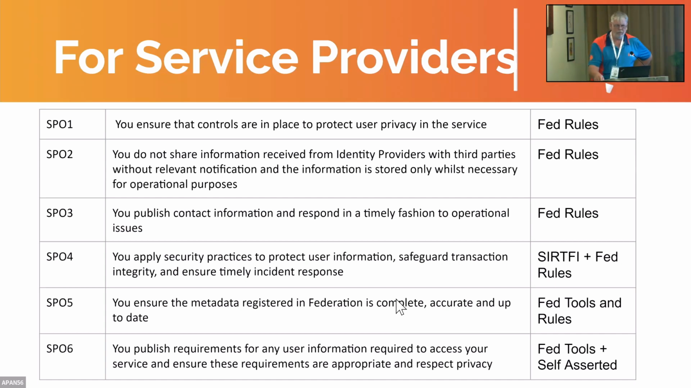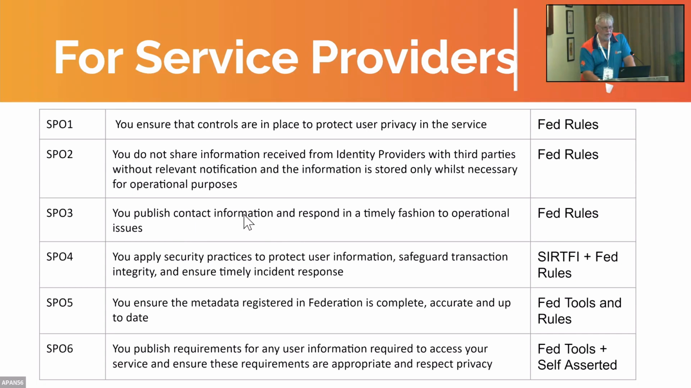There's a different set of rules for our service providers, and again we've got 6 rules here. You will ensure that controls are in place to protect users' privacy in the service. So our Federation rules cover that one. You will not share information received from identity providers with third parties without relevant notification, and information is stored only whilst necessary for operational purposes. And again, we have that in our rules. It's not exactly those words, but as a mapping we can show that our Federation rules cover that.